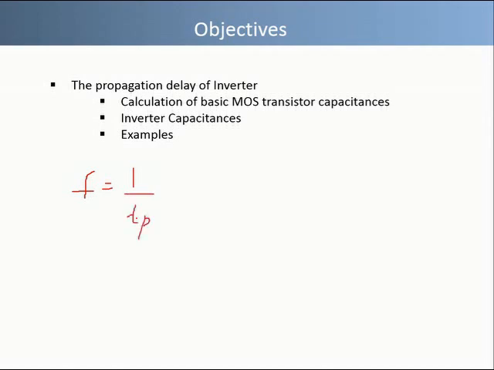So we will first define the propagation delay of an inverter, and then with the help of a switch model we shall see that the propagation delay of an inverter is a function of two quantities. Number one, the equivalent resistance of an inverter, and number two, the total load capacitance. In order to obtain the load capacitance of inverter, we shall first look at the capacitance model of basic MOS transistor, and then we will see how this information can be used to obtain the total load capacitance of inverter. Moreover, to understand the concepts better, some examples shall be discussed using practical technology parameters.